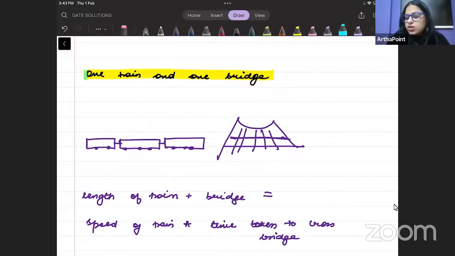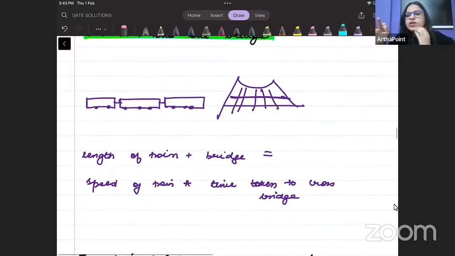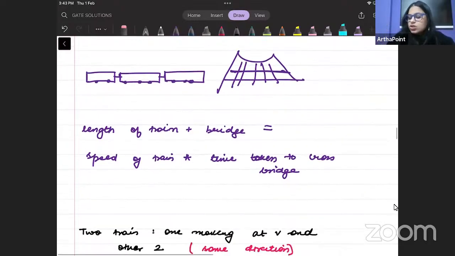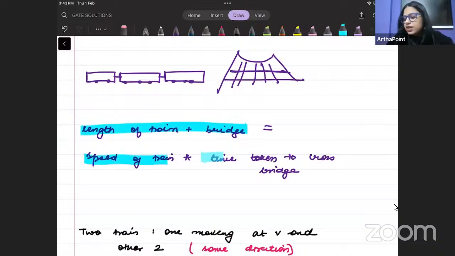Similarly, suppose you are given that there is one train and one bridge, right? And they're asking you to find the combined length of the train and the bridge. There is a big bridge, not a pole. The train is crossing the bridge and it is asking you to find out the length of the train plus the bridge. So the length of the train and bridge together can be written as speed of train into time taken to cross the entire bridge.